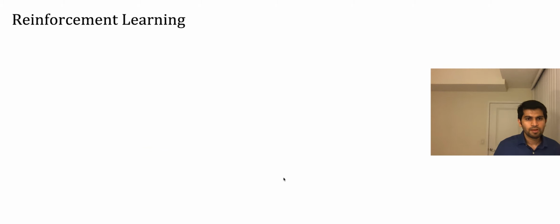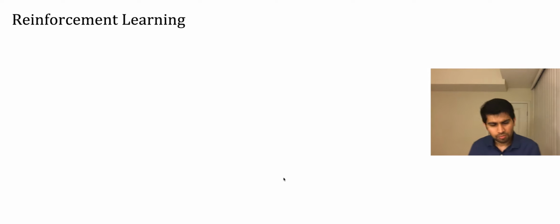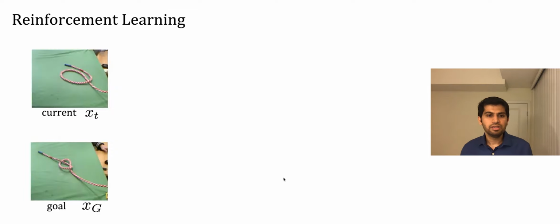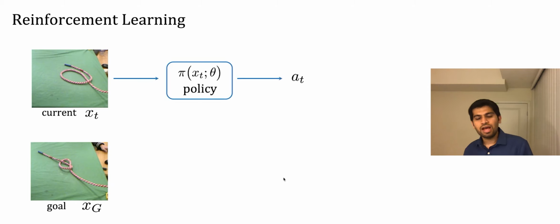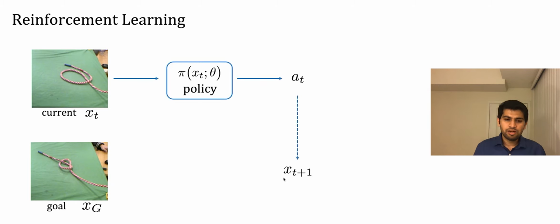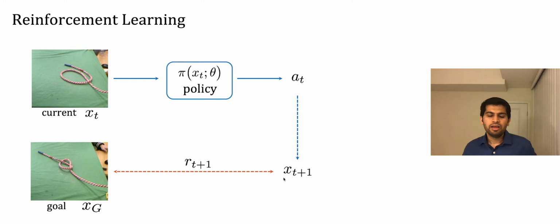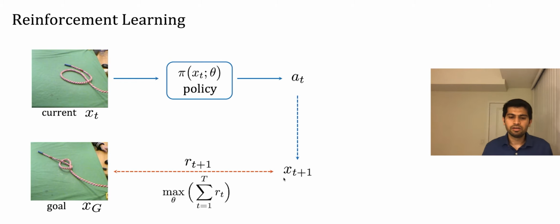The other family of approaches that tackle this problem comes under reinforcement learning, where the idea is as follows: you start with a current image and you train a robot policy which outputs a series of actions that lead to the next state, such that over time the robot reaches a goal. And when the robot reaches the goal image, it receives a reward, like a candy. If it ties this knot, it gets a +1, and the goal of the policy is to train itself such that the overall reward is maximized over time.